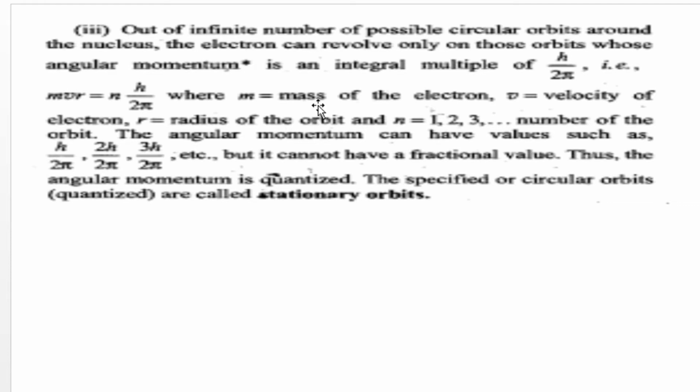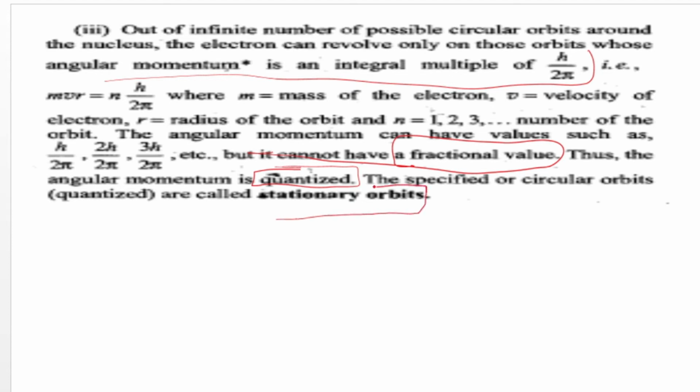So now, out of the infinite number of possible circular orbits around the nucleus, the electron can revolve only on those orbits whose angular momentum is an integral multiple of h upon 2 pi. That means the values of n should be 1, 2, 3 and so on. But it cannot have any kind of fractional value. No fractional values are allowed. So angular momentum is said to be quantized. These circular orbits are also called stationary orbits.